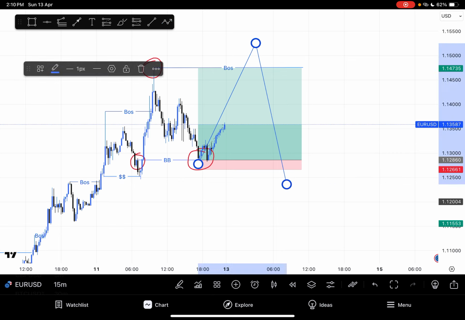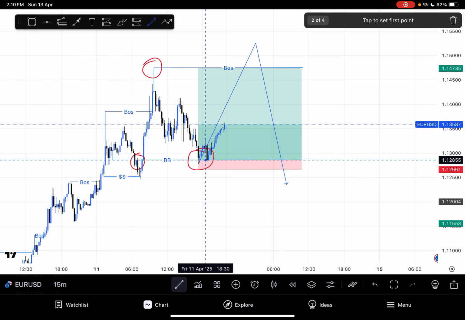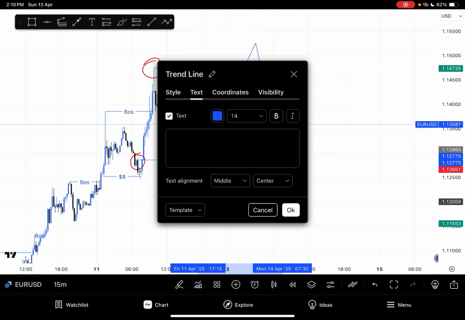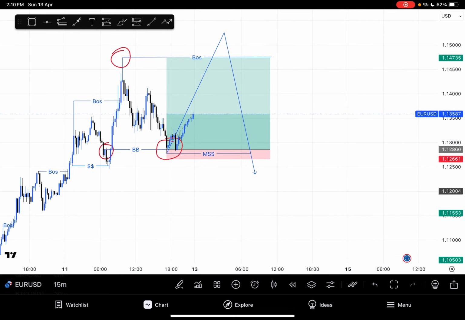So now it has already created a market structure shift, meaning price has broken below this previous low. So this will turn to the market structure shift. That's if price breaks below. So now this will turn to a market structure shift.